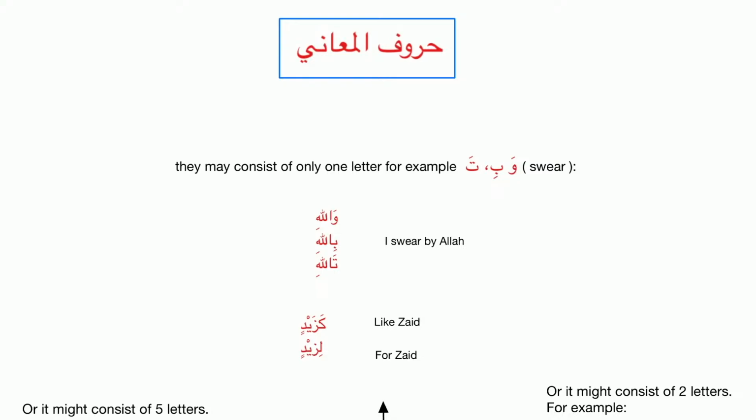This is the summary of the kalam. All right? Okay, wa akhiru da'wana anil hamdulillahi rabbil alameen.